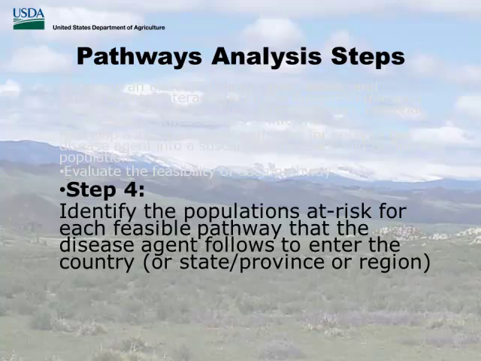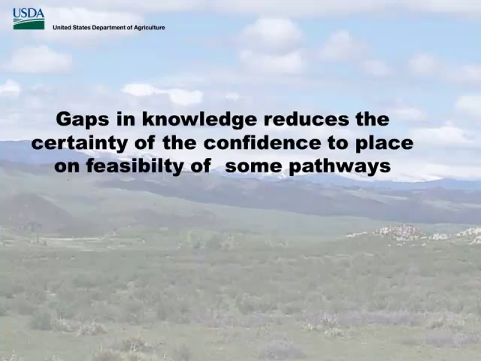Step 4, they identify the populations at risk and how likely they are to enter the country, and that those animals or populations at risk being exposed. This is something we're always dealing with, the gaps in our knowledge of what's going on in those pathways. Reduces the certainty of the confidence to place on the feasibility of these actually happening. We have to consider that there is always gaps in that knowledge.